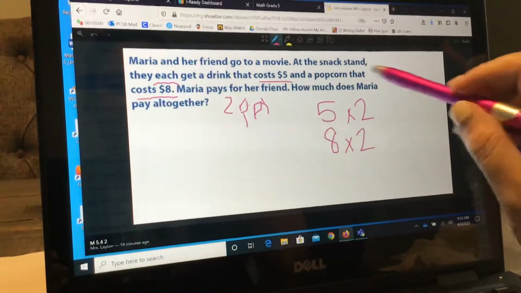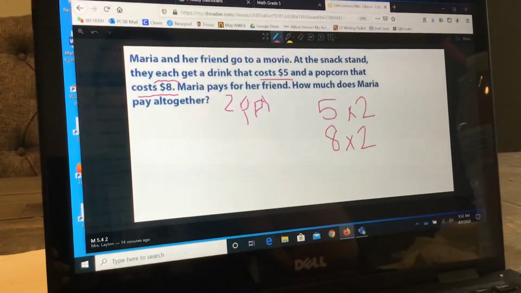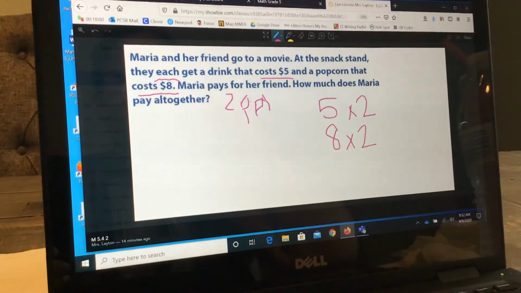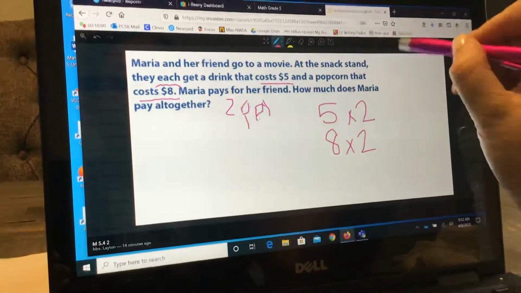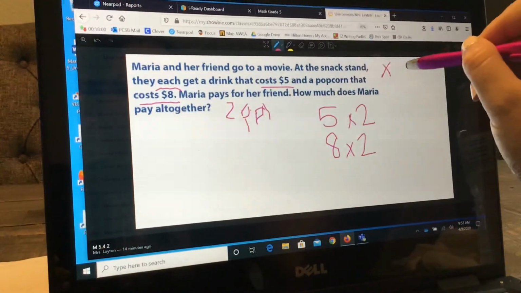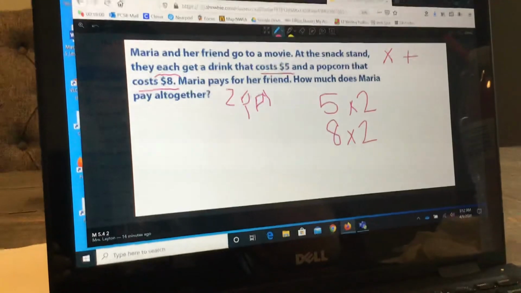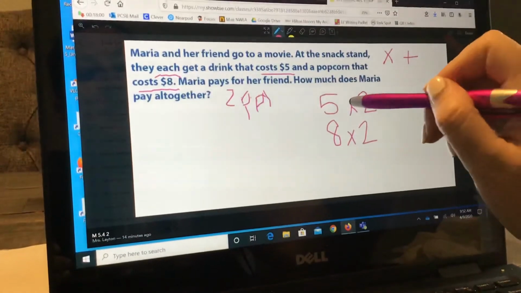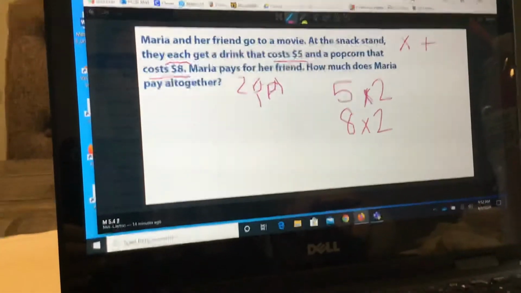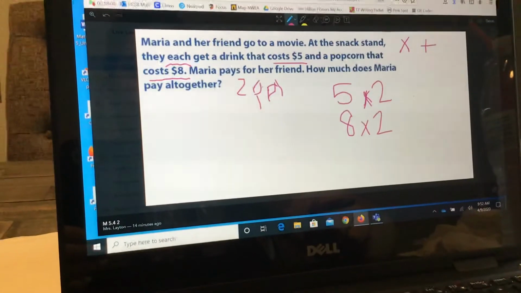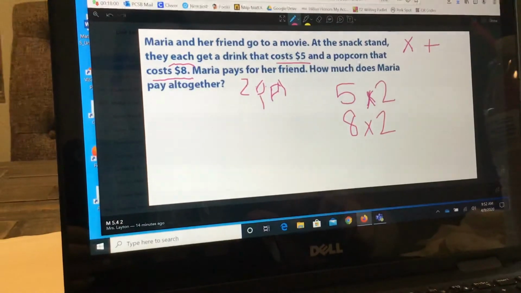Okay, so we're going to think about how we could solve this and write an expression. So we want to know all together. So we know when we do all together, we're either thinking of multiplication or addition, okay? We've already decided that it's got to be multiplication because we're doing everything 2 times. So how much does she spend?